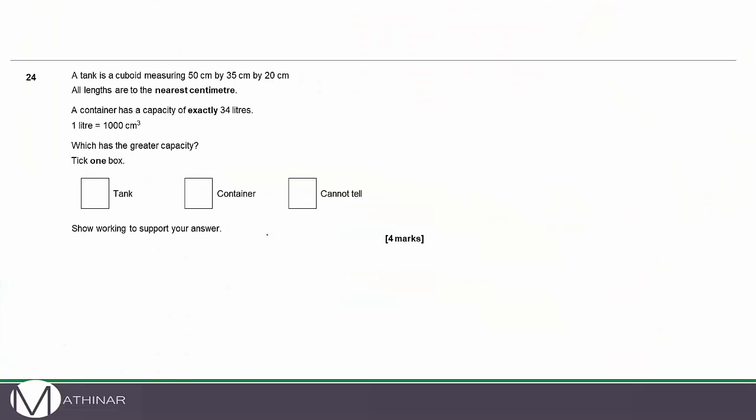Question 24. A tank is a cuboid measuring 50 by 35 by 20. All lengths are to the nearest centimeter. A container has a capacity of exactly 34 litres and a litre is 1,000 centimetres cubed. Which has a greater capacity? Show working to support your answer. So this is a question, because it mentions the nearest centimetre, it's to do with error intervals. So we're going to have to use the volume of a cuboid formula. The volume of a cuboid is equal to length times width times height. Let's call this one the length, this one the width, and this one the height.